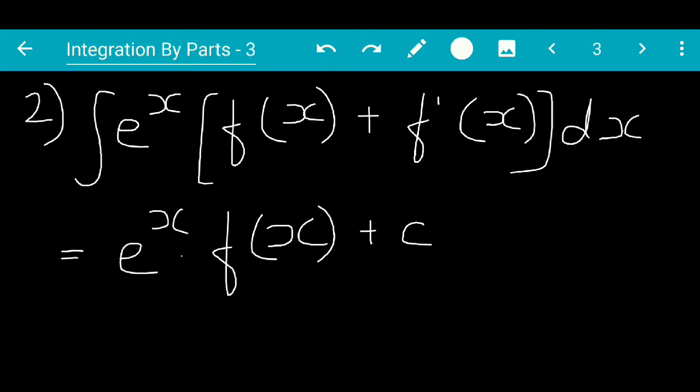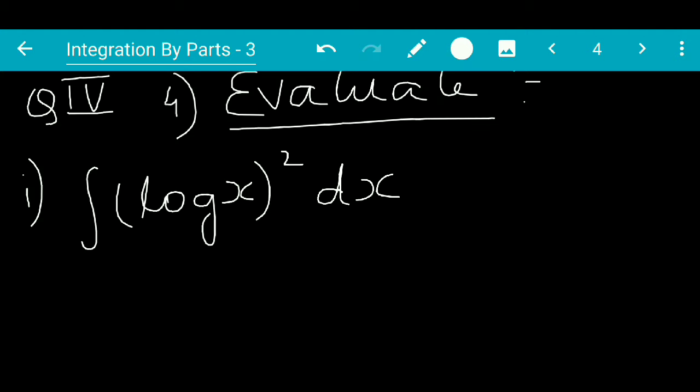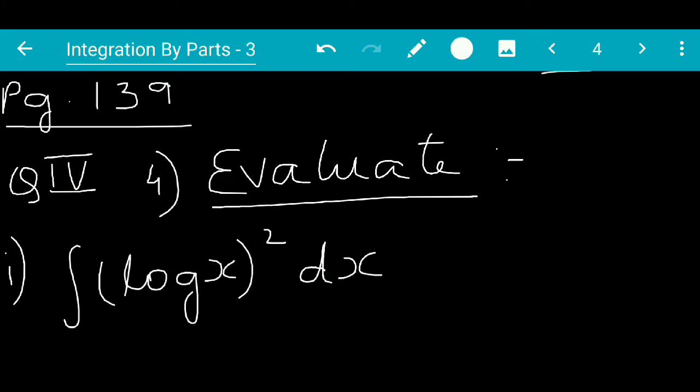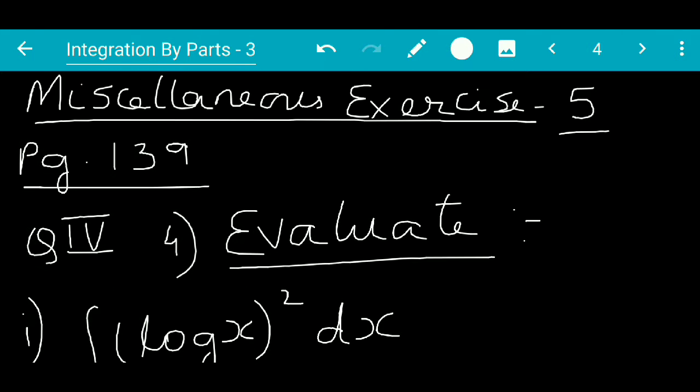Now in this lecture, we are going to do certain sums from miscellaneous exercise 5 dealing with these formulae. Plus, we are also going to learn two additional new formulae which can come in your exam. So, we go to miscellaneous exercise 5. These sums have been taken from your miscellaneous exercise 5, page number 139, question number 4.